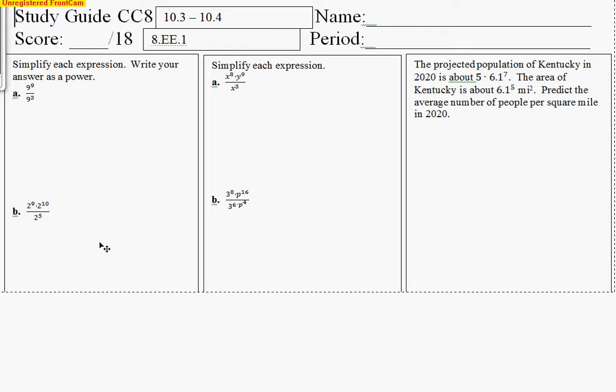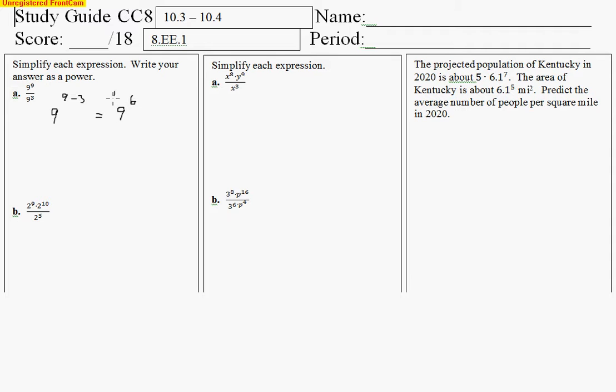These are the solutions for the study guide for the Chapter 10, Section 3, Chapter 10, Section 4 quiz. And so let's take a look at our first problem here. What it's asking us to do is simplify the expression, but we're going to write our answer as a power. And so all we're going to do is use the exponent rule, which says if the base is the same, we're going to subtract the two exponents, and we end up with our answer of 9 to the 6th power.